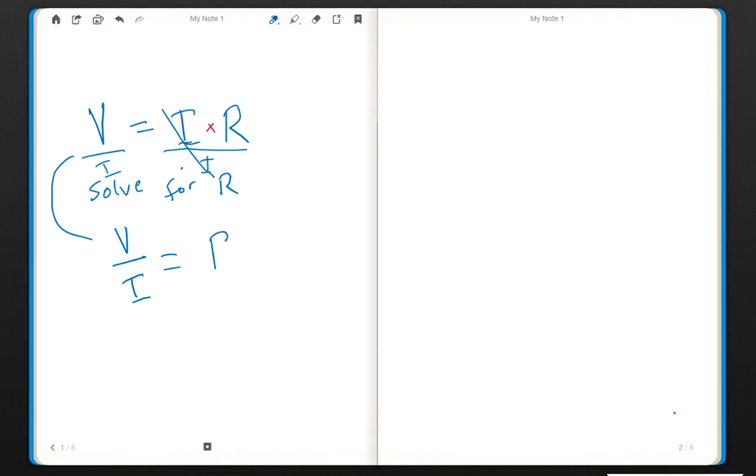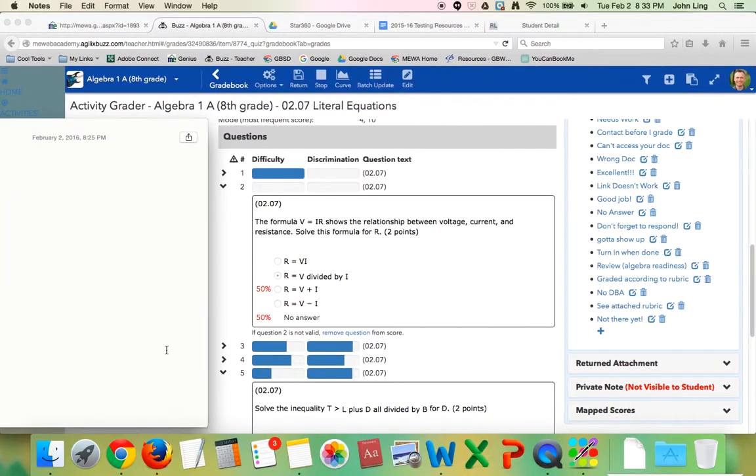equals R, okay? And this, of course, can be written backwards due to the reflexive property of equality, because I always like to have my variables on the left, all right? So there you go, R equals V over I. We're just isolating that R, okay? Just like we do otherwise.